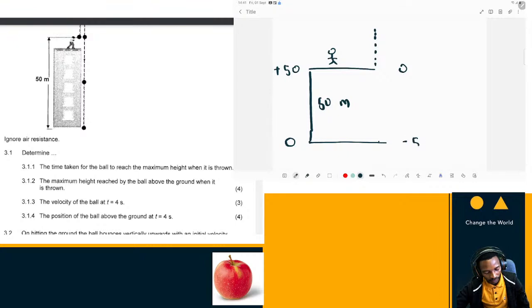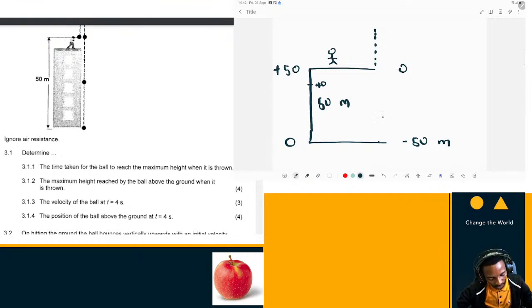Then I'm going to have negative 50 this side. So if you are here at the ground and you move towards the thrower, in the upward direction, your displacement at some point, let's say here, let's say it's 40, you will be 40 meters away from the ground towards the thrower, so in the positive direction.